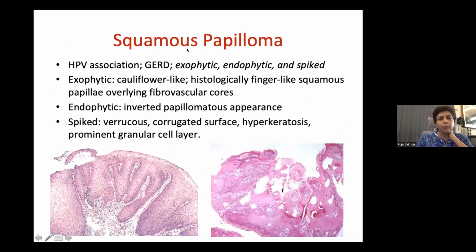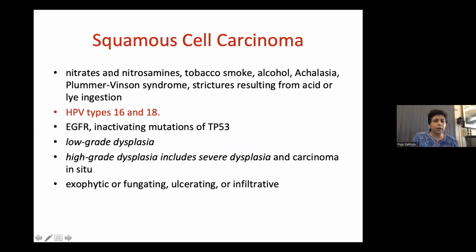So squamous papilloma is a benign proliferative lesion of the squamous epithelium, which could be exophytic, cauliflower-like, or endophytic. It is usually associated with HPV infection. There are various genotypes of HPV, and the types that cause a papilloma are types 6 and 11, which are very different from the types that cause a carcinoma. A squamous cell carcinoma is caused by HPV types 16 and 18. Of course, this is not necessarily that common in the esophagus. It's more common in, say, the cervix. But besides these, of course, there are various other risk factors like tobacco smoke, nitrates, alcohol, achalasia, etc.